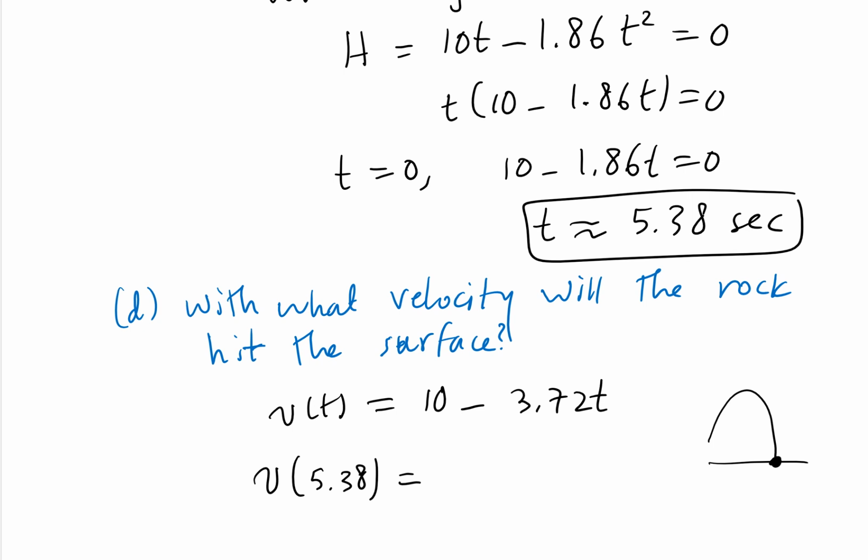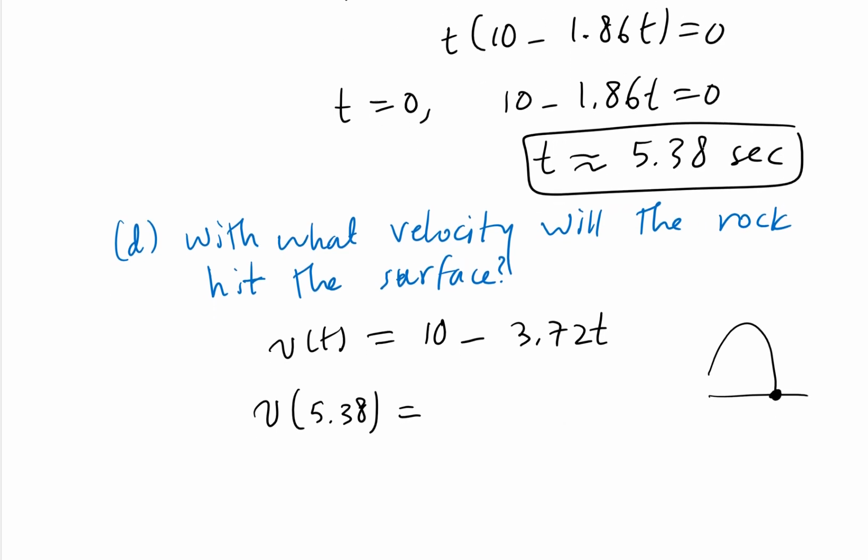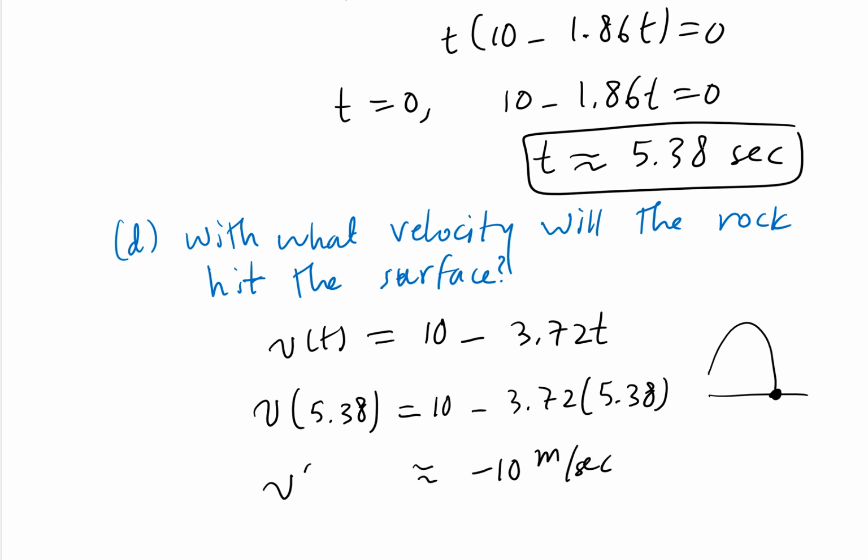So they're asking, what is the velocity at the moment that the rock hits the surface? That means, what's the velocity when t is 5.38? So all we have to do is substitute that in. It's more of an algebra step. And if you calculate, that's about negative 10 meters per second. Any questions about this section?